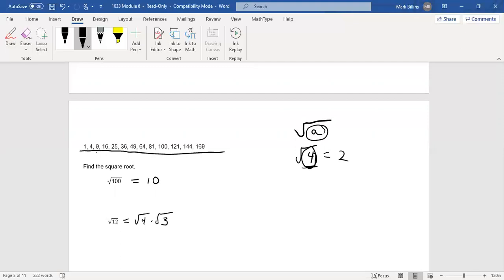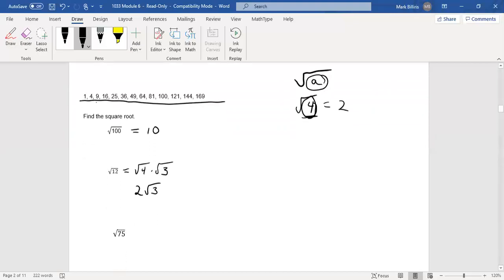I use 4 because 4 is a perfect square. I wouldn't have used 6 and 2 because neither 6 nor 2 is a perfect square. So now I simplify. The square root of 4, what multiplied times itself gives you 4, and that would be 2. And so since 3 isn't a perfect square, it remains underneath the radical sign. So the answer to the square root of 12 is 2 times the square root of 3.